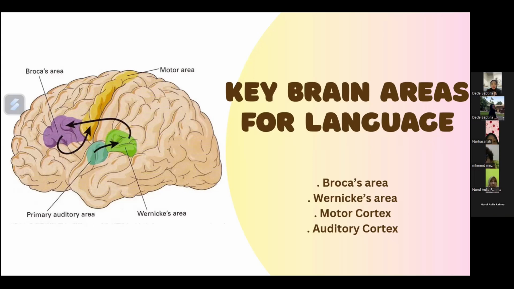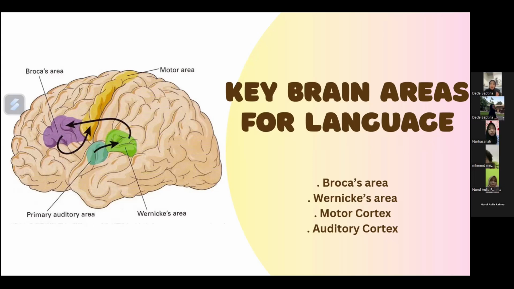The second one is Wernicke's area. It's for language comprehension. Wernicke's area is in the temporal lobe near the hearing area. It helps us to understand language when we hear or read it. If damaged, it causes Wernicke's aphasia, where a person can speak fluently, but their words do not make sense. They also have trouble understanding others.